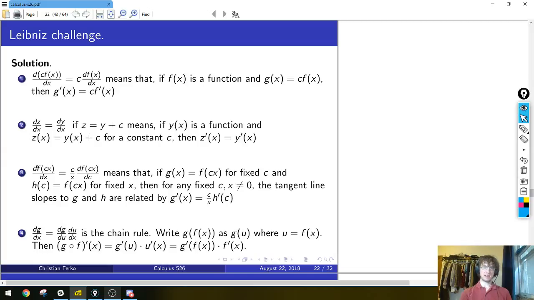And then the statement here unpacks into the statement that if you fix both c and x and compute the tangent lines of g of x and h of c, then they would be related by g prime of x is this ratio c of x times h prime of c. So this is the more precise way to say this kind of shorthand. And finally, as we saw, this thing is the chain rule. So g of f of x is g of u, where u is f of x, and then we saw the chain rule says the composite, g composite f prime, is g prime at u times u prime of x, which you could write like this. Good, same thing.